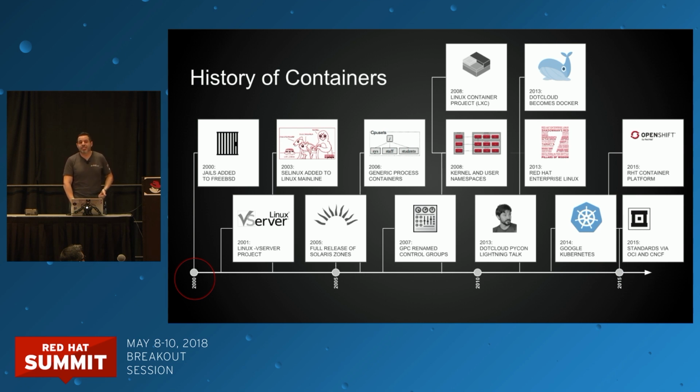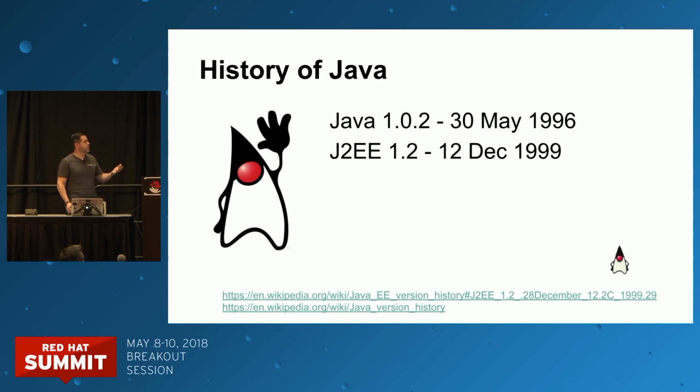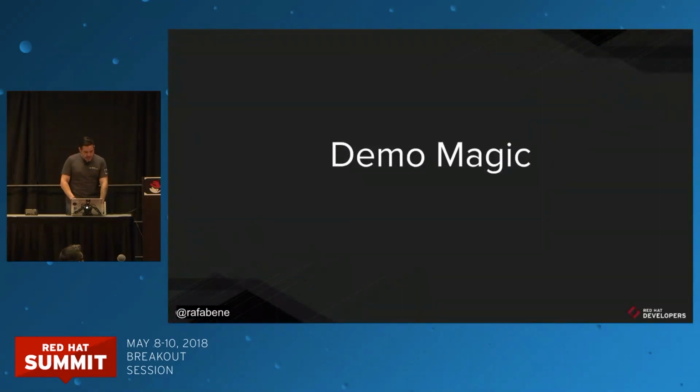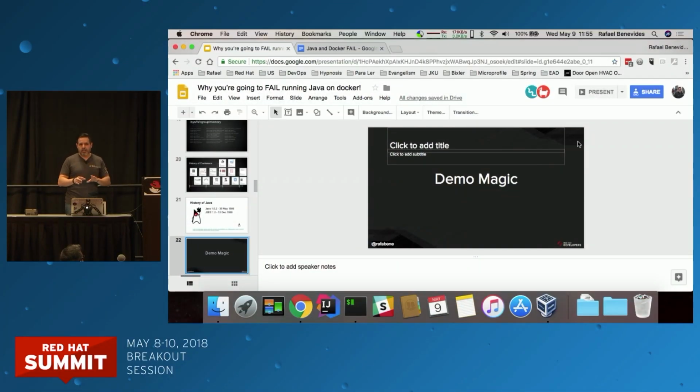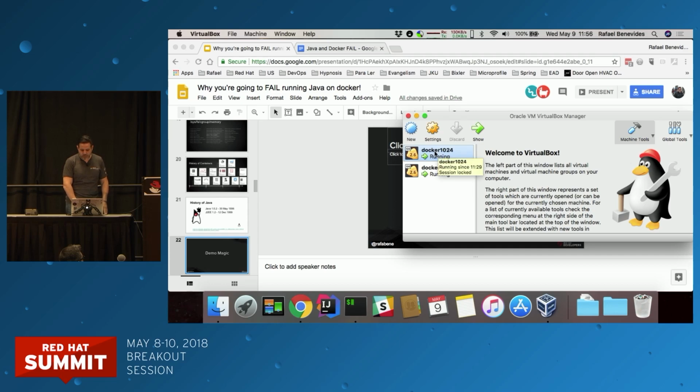But some applications existed before the dawn of containers, like, for example, Java. The first Java version was released in 1996. Java EE 1.2 was released in 1999. So most things are not prepared to run in a container. Let me give you an example of other applications or commands that were born before containers. I have here a Docker machine created with 1 gig of RAM.